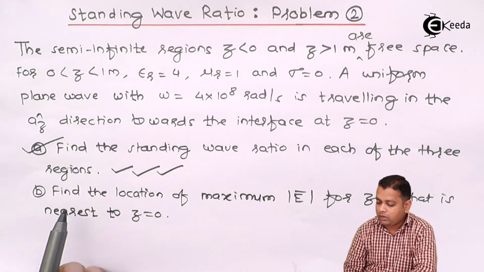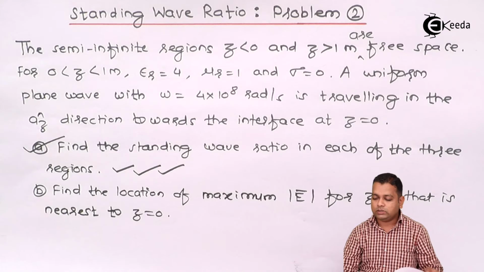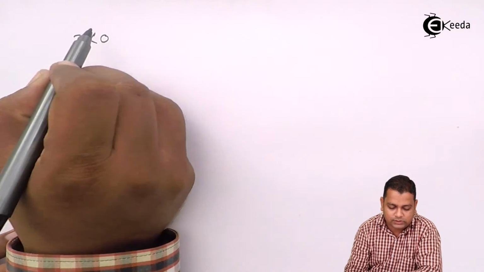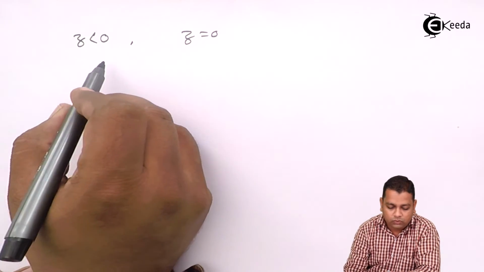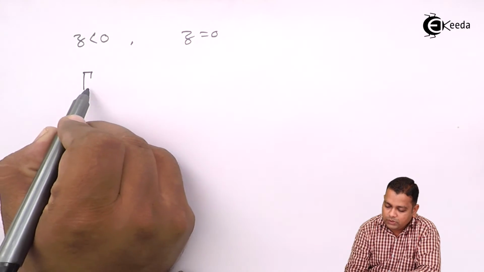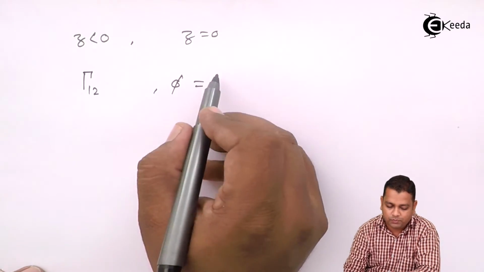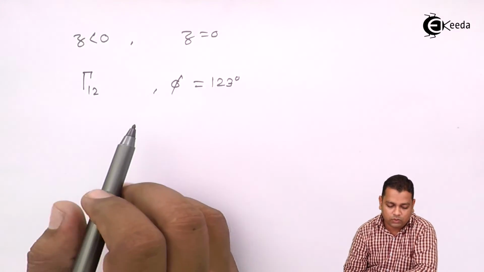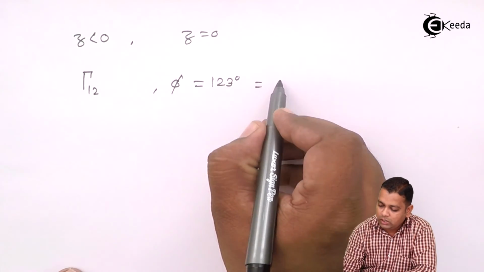Now for part B, we require the location of maximum E bar for Z less than 0 that is nearest to the Z equal to 0 plane. So we take the region Z less than 0 and we require the location that is nearest to Z equal to 0. Here we have the reflection coefficient gamma suffix 1 2, and the phase for this particular reflection coefficient was obtained to be 123 degrees. The magnitude we utilized to determine the standing wave ratio in the previous part. The phase is important here. In terms of radians, if you convert these 123 degrees, it will be 2.15 radians.